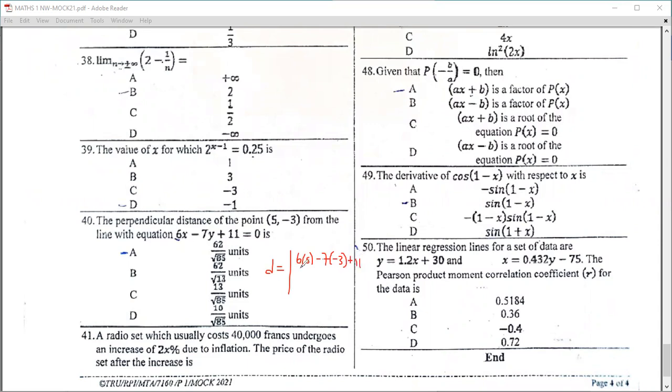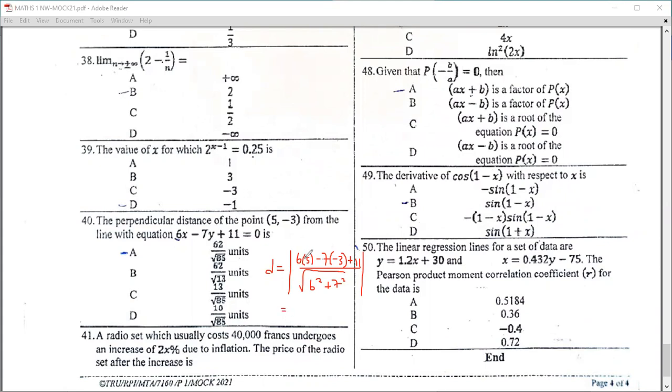All this is on the coefficients of x and y. Square root of that, so the square root of this coefficient: 6 squared plus 7 squared. This is the perpendicular distance.